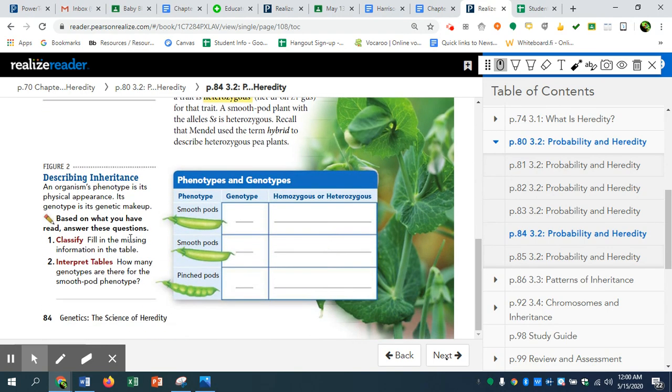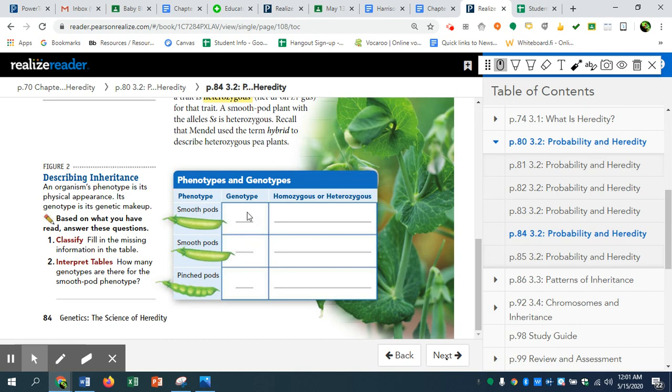Okay, so now let's take a look at figure 2. An organism's phenotype is its physical appearance. Its genetic makeup is its genotype. So based on what you have read, let's answer these two questions. Number 1, fill in the missing information on this table. We're just going to fill in the genotype first. So we know that a smooth pod is dominant.